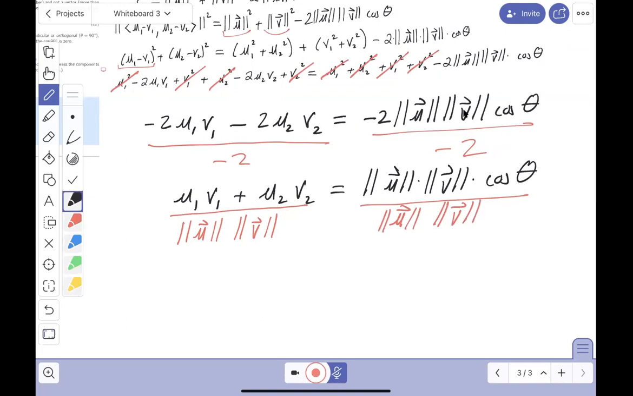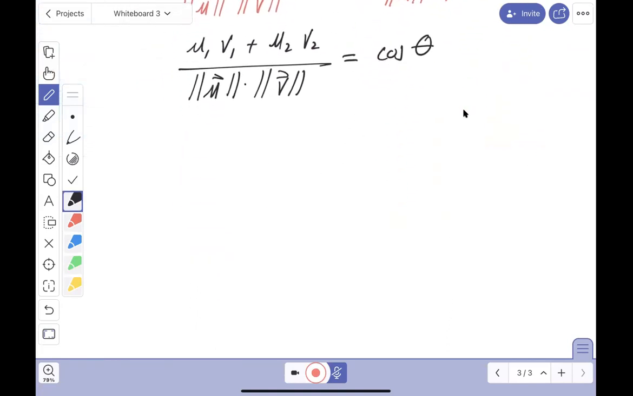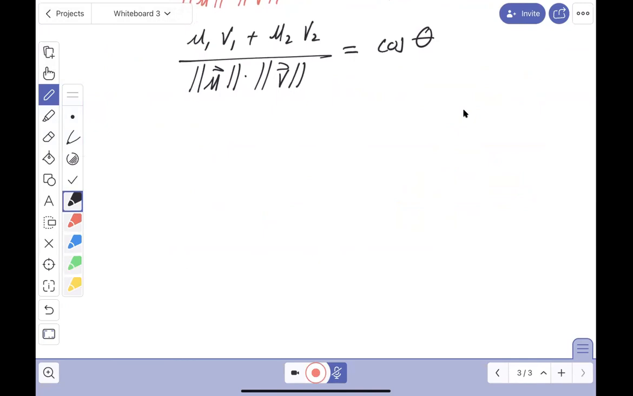What do you get over here? We get u1 v1 plus u2 v2 over the length of u times the length of v equals the cosine of theta. I want to point out that's a really nice formula. It's really compact. And what does it give me? It says the cosine of theta is going to be that. Here's another product that I'm looking at. I should say another result we're looking at.